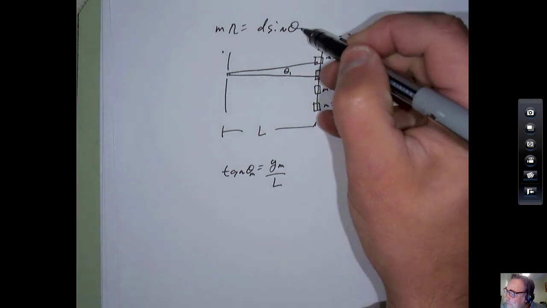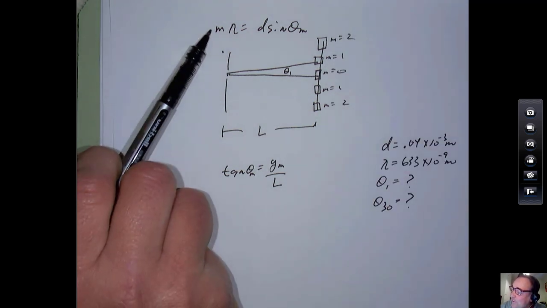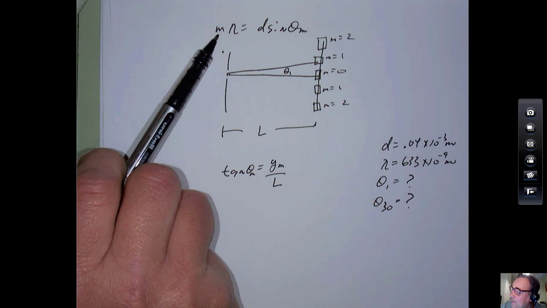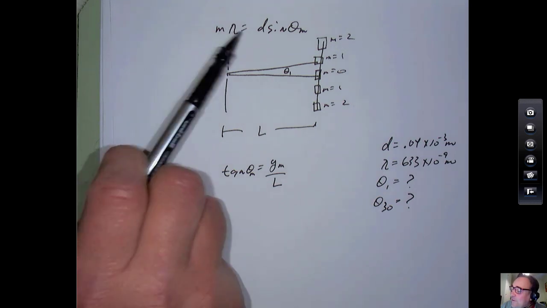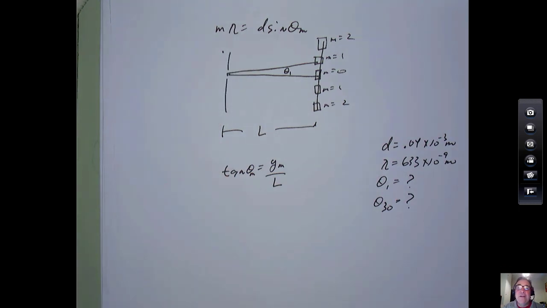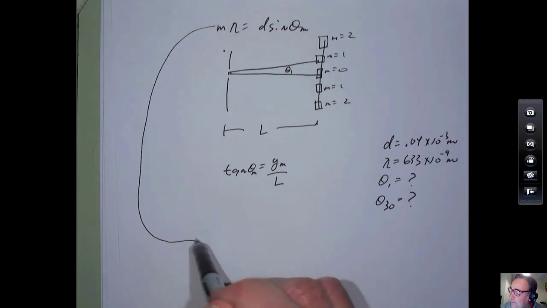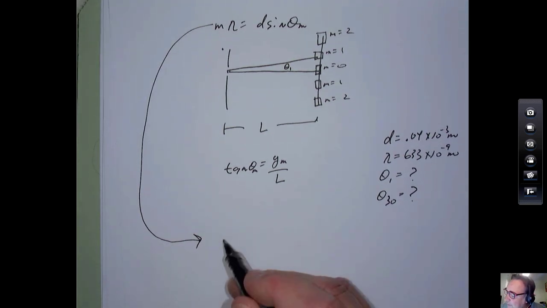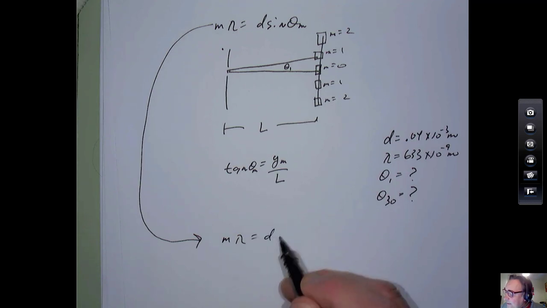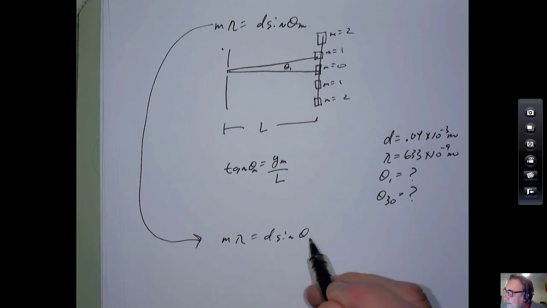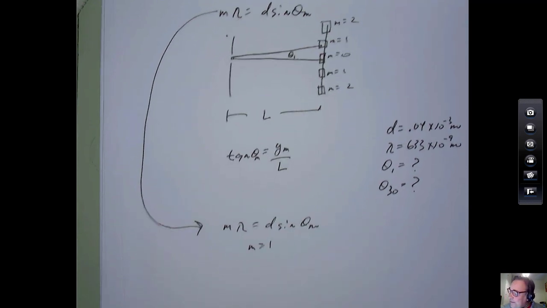Okay? Good. So either of these equations actually have theta in them. Let's see which one will actually work for us. So it looks like we could just use this one, right? So for the first one when m is equal to 1, the wavelength is given, slit separation is given. We could get theta from this formula. So let's actually do that. M times the wavelength is d sine of theta m. And I'm going to do just the m is equal to 1 case. You could do the m is equal to 30 case.